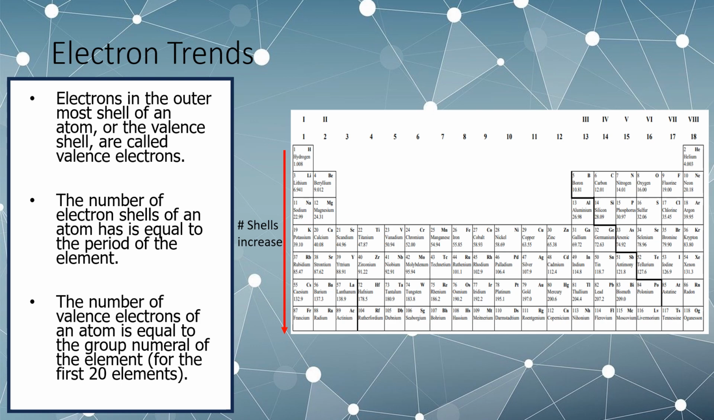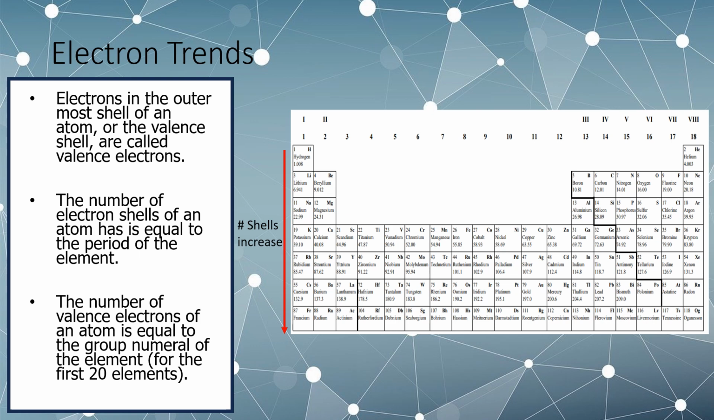Electrons in the outermost shell of an atom, or the valence shell of an atom, are called valence electrons. Now, the important thing about the periodic table for these is that the number of valence electrons of an atom is equal to the group numeral of that element for the first 20 elements. It gets a bit more confusing after that. But effectively, this is where we use our Roman numerals.